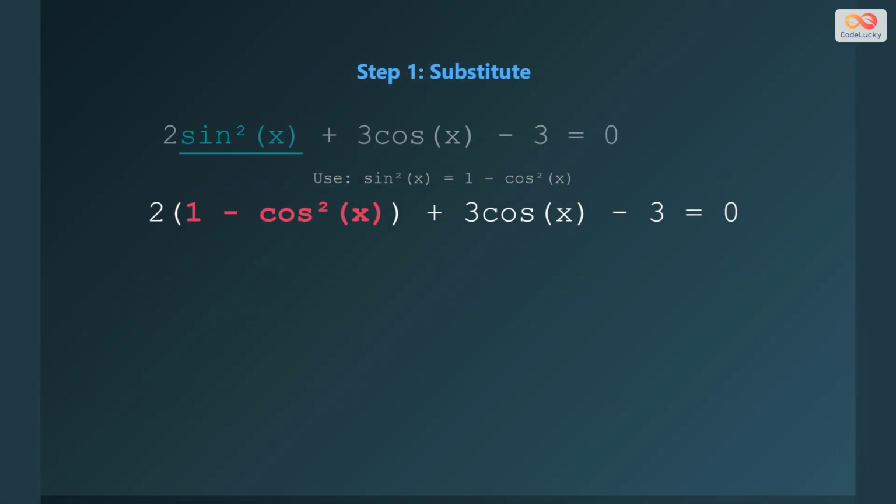We start the substitution process. We replace sine squared x with the quantity 1 minus cosine squared x. This simple swap transforms our mixed equation into one that only contains cosine terms. It looks a bit more complex now, but it is actually much easier to handle algebraically.